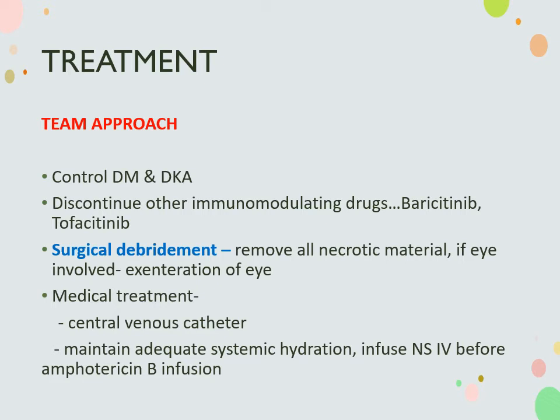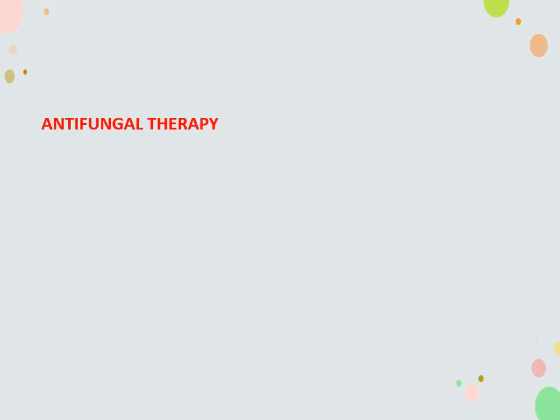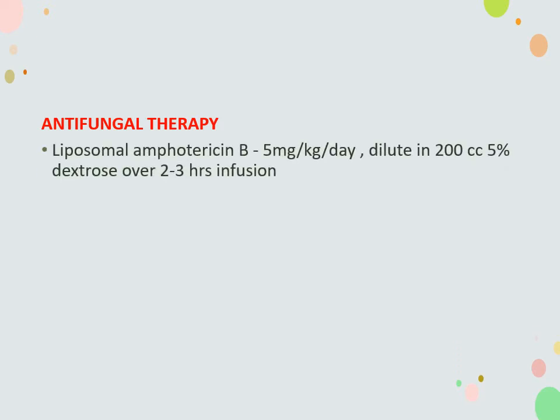So you need a central venous line, maintain adequate systemic hydration, and infuse normal saline IV before we start amphotericin B, that is the proper antifungal treatment. So first the central line, and hydration of the patient is needed. Then we come to the specific antifungal therapy. In antifungal therapy, liposomal amphotericin B is the gold standard treatment, which we give at 5 milligram per kg per day, and that has to be diluted in 5% dextrose.